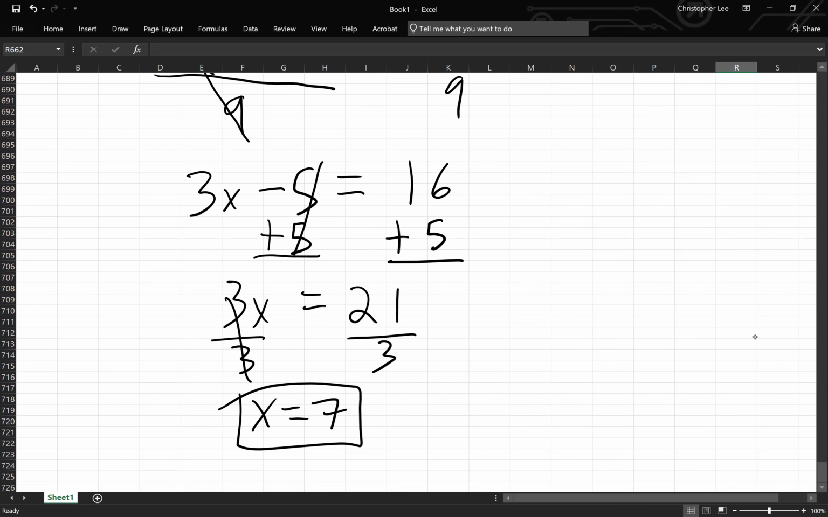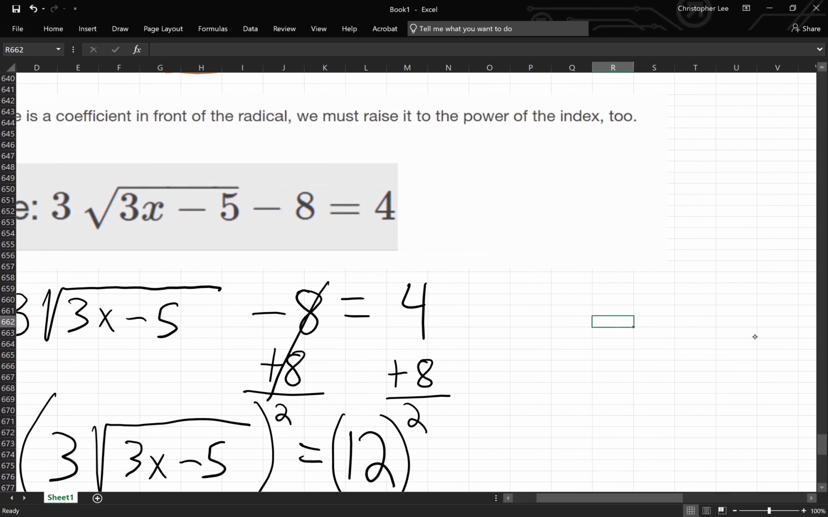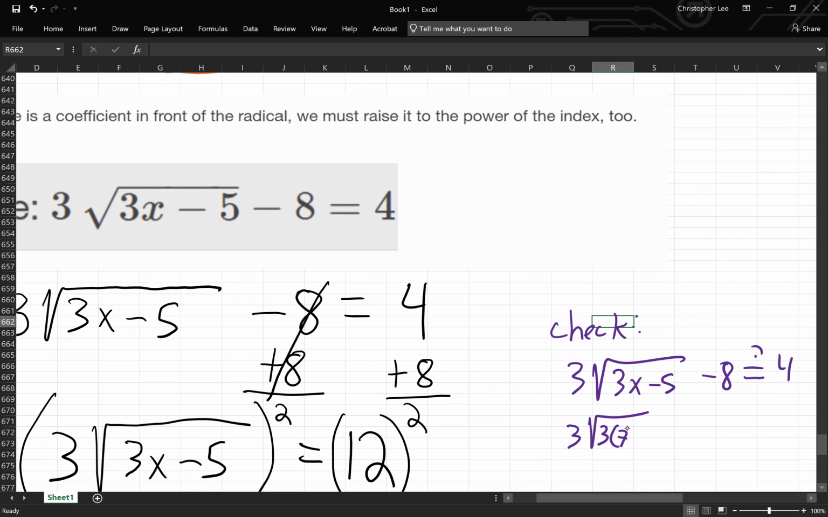Anybody? So that's just the idea, you know. As usual, you should check it. All right. Let's just do a really quick check just to save time. So I have 3 times square root of 3x minus 5 minus 8. Allegedly, that's equal to 4. 3 times square root of 3 times 7 minus 5 minus 8. Allegedly, that's equal to 4. 3 times square root of 21 minus 5 minus 8.